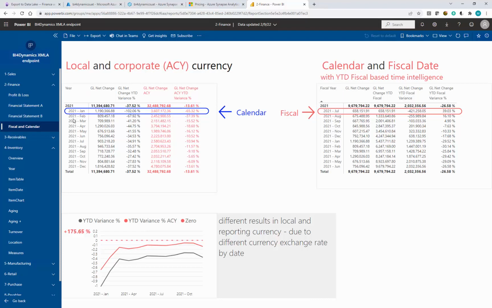What that means is that the calendar date starts in January, the fiscal date starts in July, and we do provide a year-to-date measure. As you can see here, this is net change or sales. It doesn't matter, year-to-date fiscal, and this is year-to-date variance, which is based on the calendar. It's good because you can see that the performance can be wildly different if there is an exchange rate.